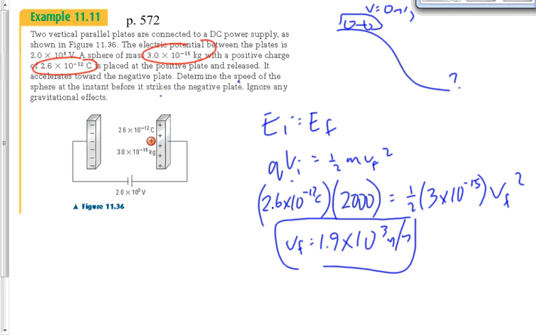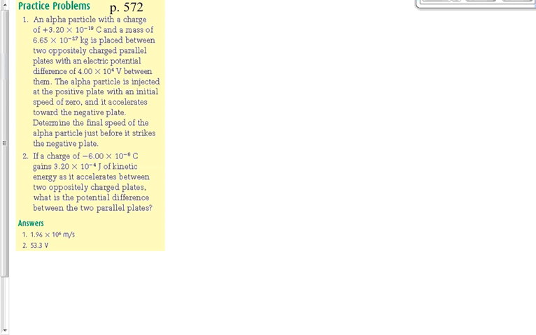All right, a little bit of homework for tonight. Page 572, questions 1 to 2.